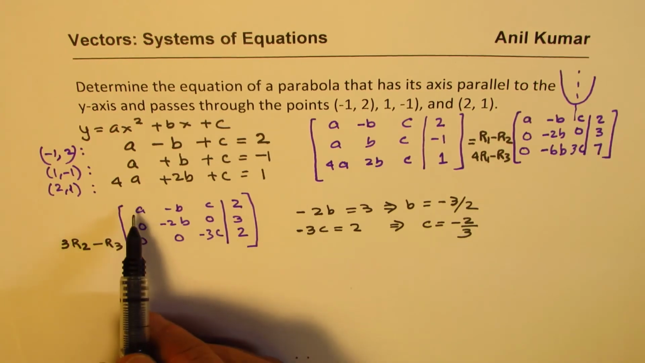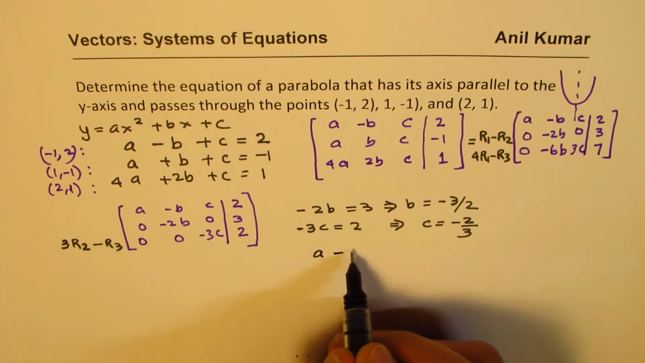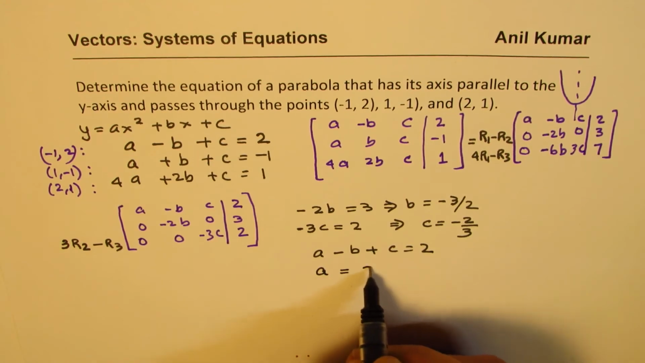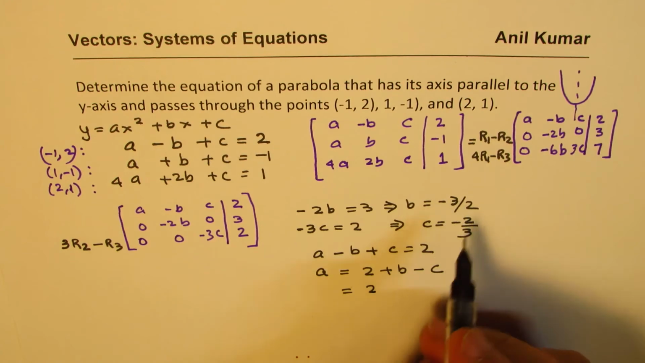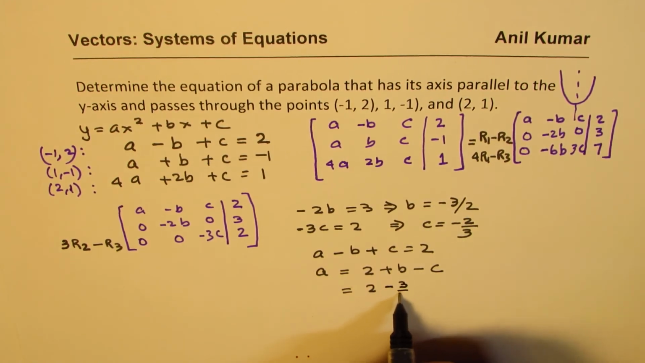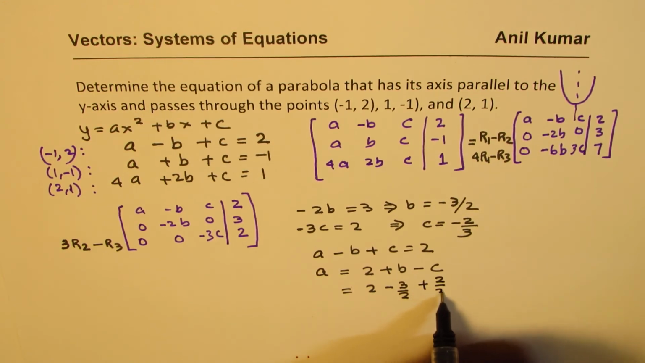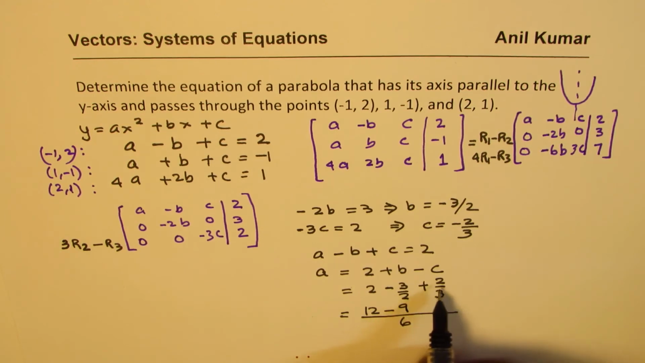So let's work on the first row, which is for us A minus B plus C equals to 2. So the value of A basically is 2 plus B minus C. So that is 2. The value of B is minus 3 over 2. And the value of C is minus 2 over 3. So that becomes plus 2 over 3. Correct? So that gives you a common denominator of 6. And 6 times 2 is 12. Minus 3 times 3 is 9. And that 2 times 2 is plus 4, right?